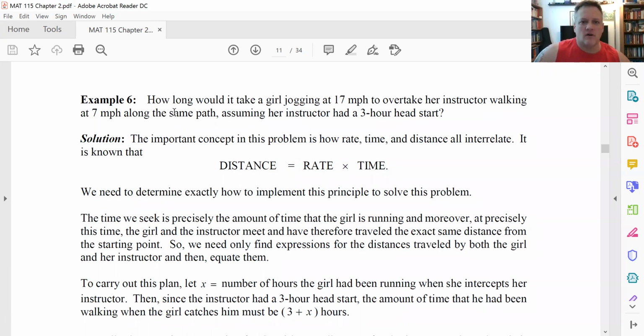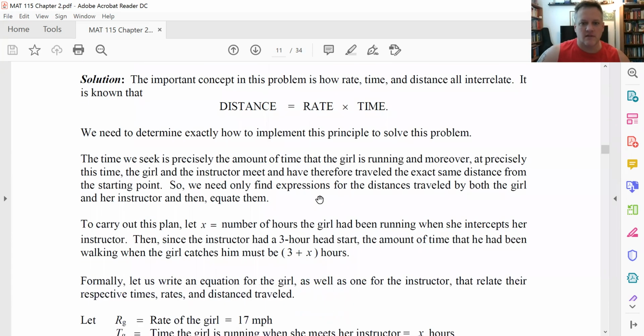How long does it take a girl jogging at 17 miles an hour, and again, no one in their right mind can jog that fast, let's assume she's a cheetah or somebody with bionic legs, to overtake her instructor walking at 7 miles an hour, which again is a sprinting pace? It's kind of funny, but assume that the instructor had a 3-hour head start.